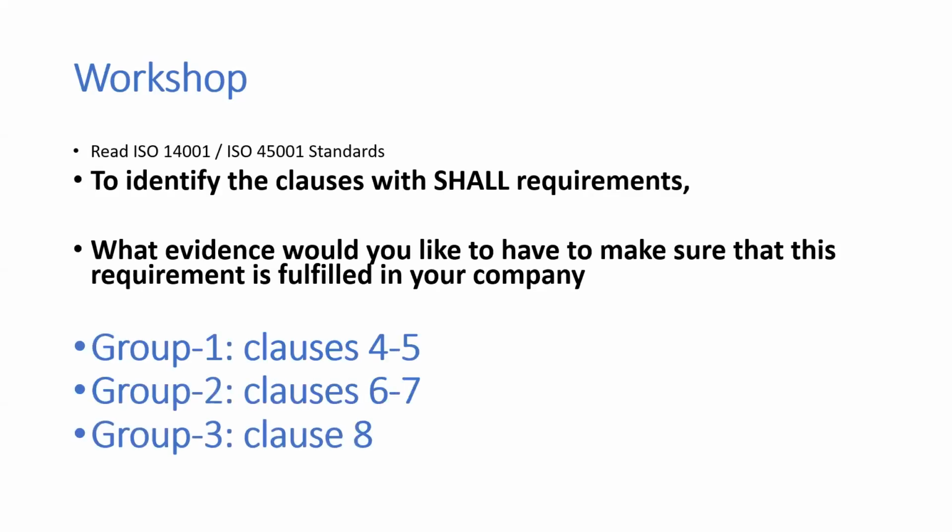Okay. So what we need to do is, first thing, we need to have 2 things in this workshop. The first thing, we need to identify those clauses which have a shall requirement, which means mandatory. Remember we discussed before that whenever we have shall, it means mandatory. Whenever we have can, it means it is recommended, but not mandatory. Whenever we have may in the standard or in the clause, it means optional. If you want to do it, you do it. If you don't want to do it, no need for it.